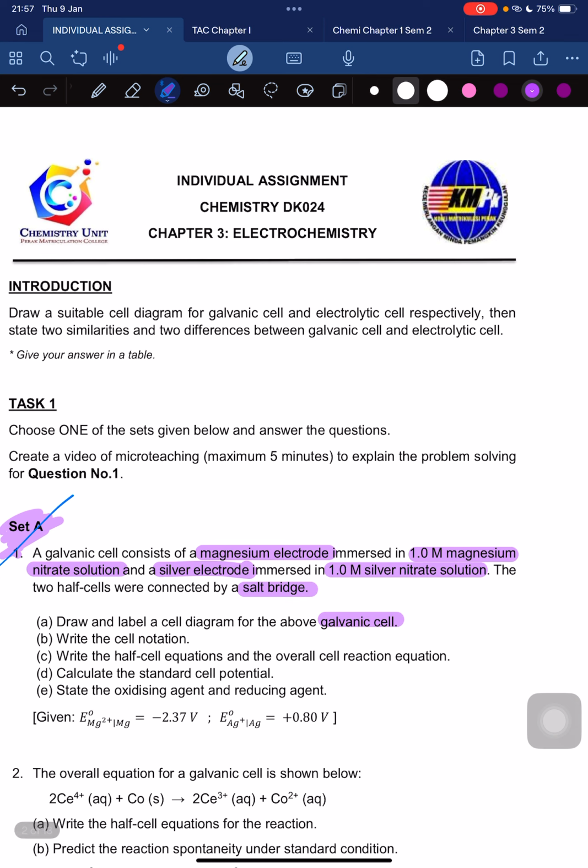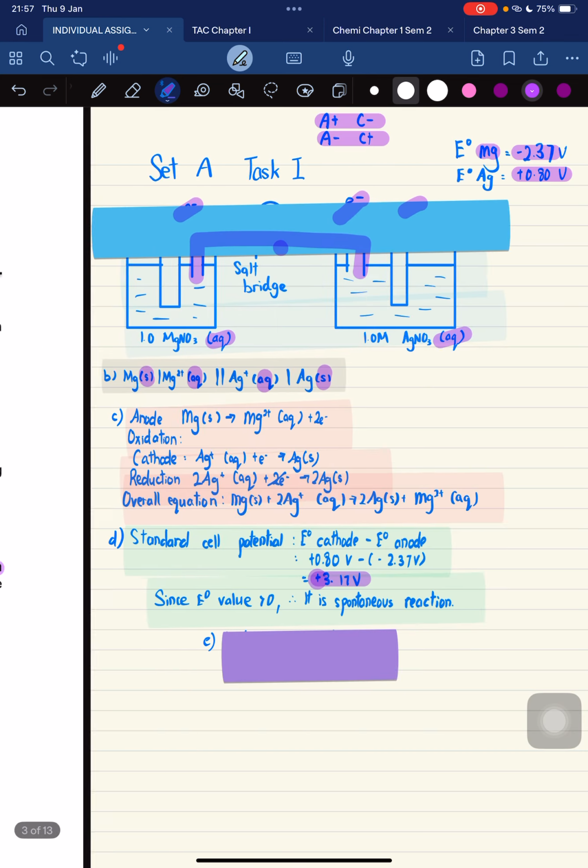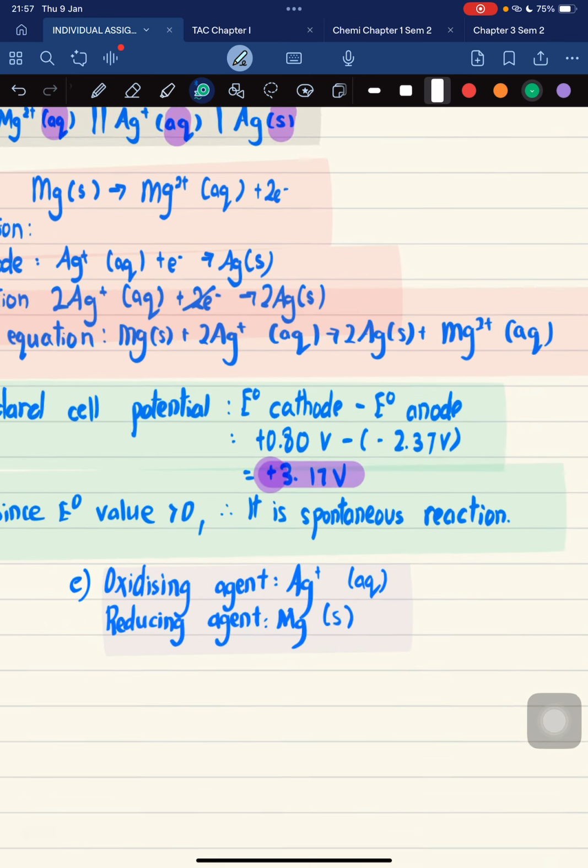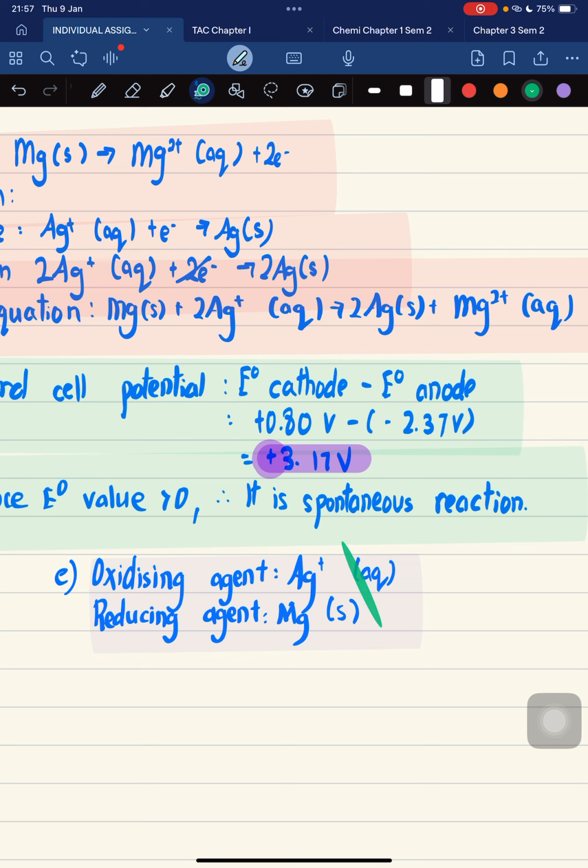And lastly, state the oxidizing agent and reducing agent. The oxidizing agent is Ag+, which is in aqueous, and the reducing agent is magnesium, which is in solid.